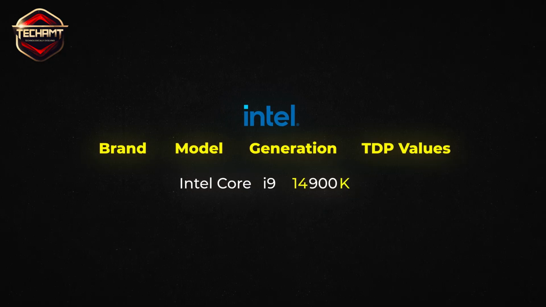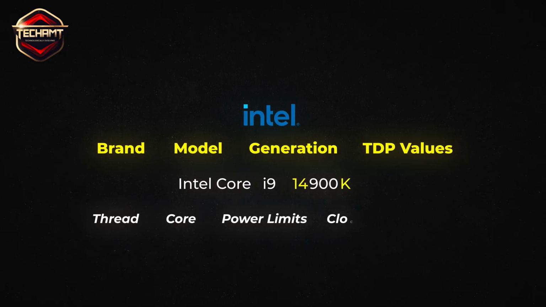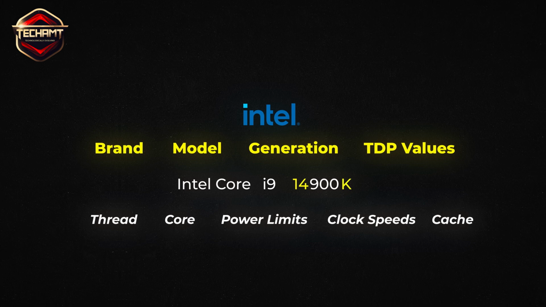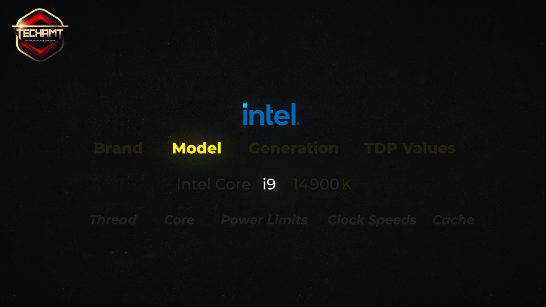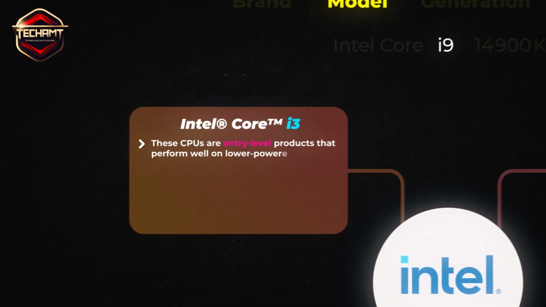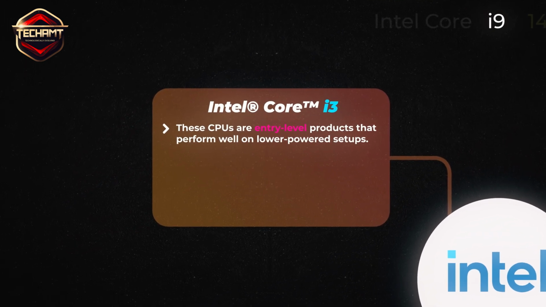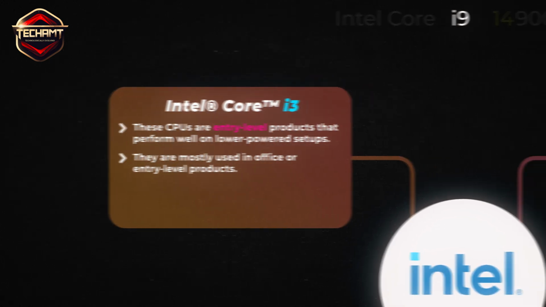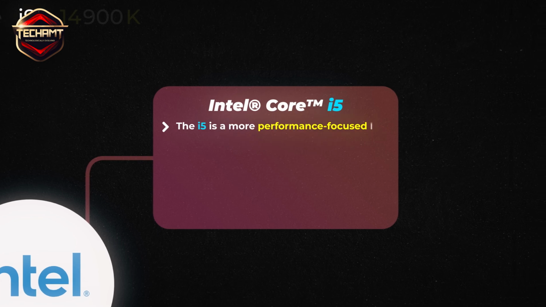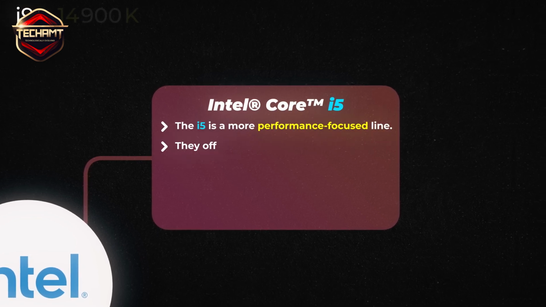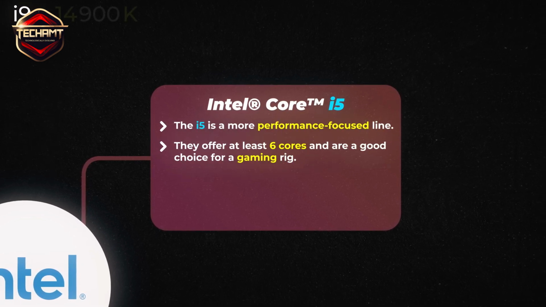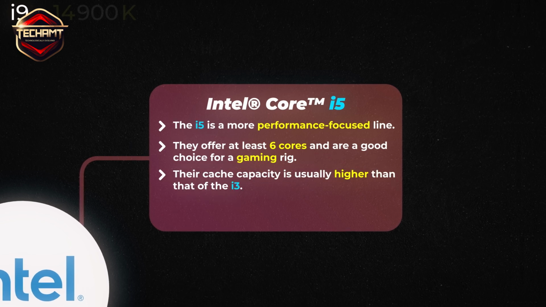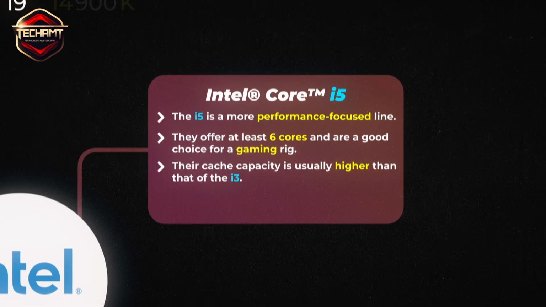CPU models come with different thread and core counts, power limits, clock speeds, and cache for Intel. The first thing you'll see is the branding and model. The Intel Core lineup consists of 4 distinct categories. The i3 line: these CPUs are entry-level products that perform well on lower power setups. They are mostly used in office or entry-level products. The i5 line is a more performance-focused line. They offer at least 6 cores and are a good choice for a gaming rig. Additionally, their cache capacity is usually higher than that of the i3 line.